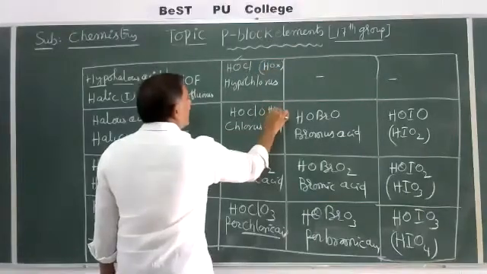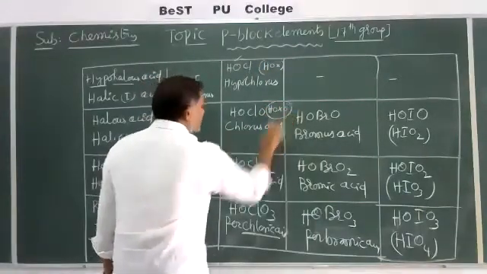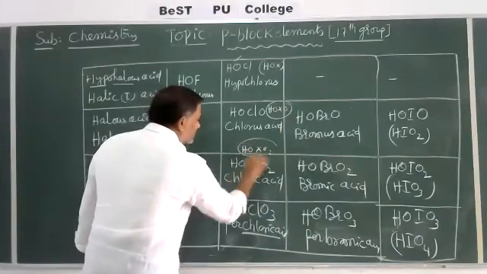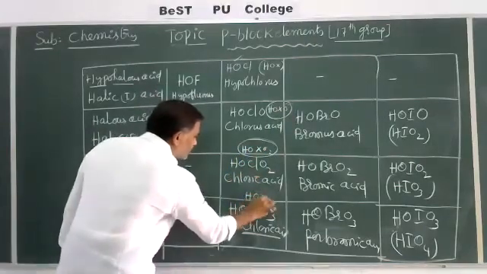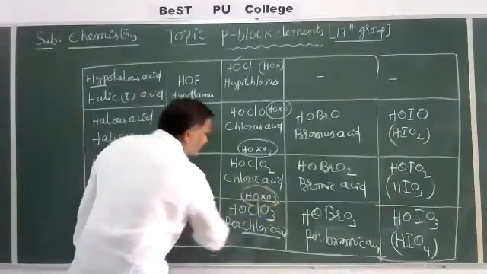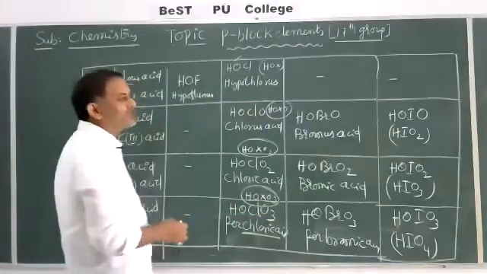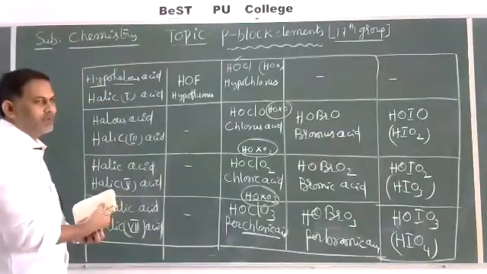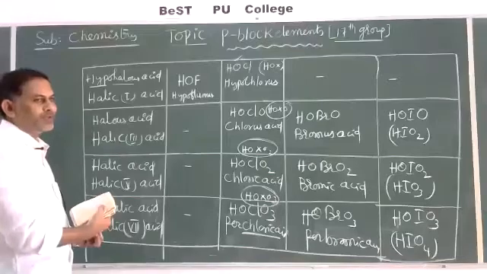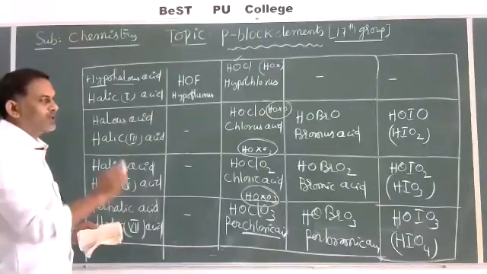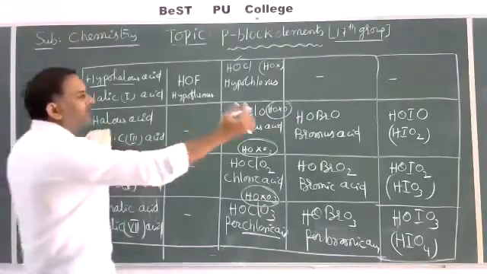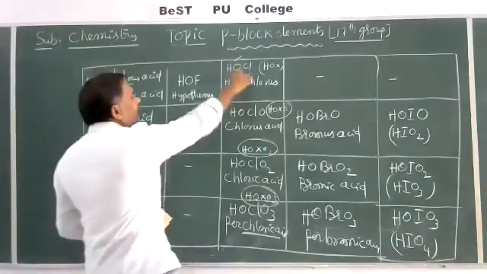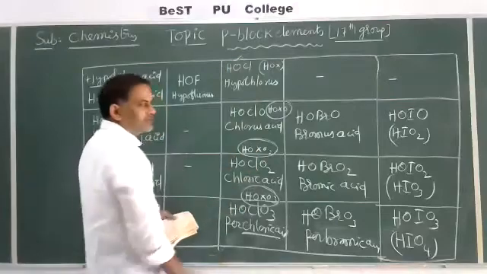HOXO, and another formula is HOXO2, like this, HOXO3 model. Chlorine oxo acids are very, very important. Clear? Based on this, we'll create some important structures. Guarantee they'll ask one question based on this, either fluorine, chlorine or bromine. These four are very, very important.